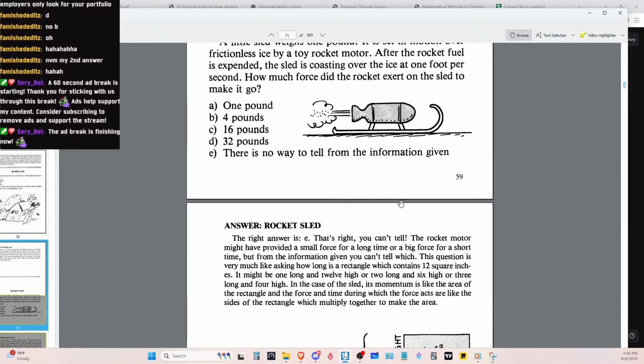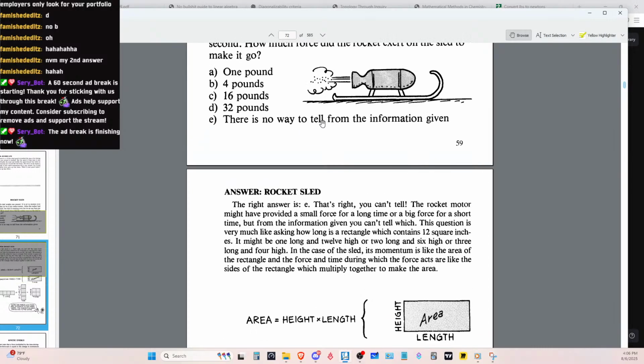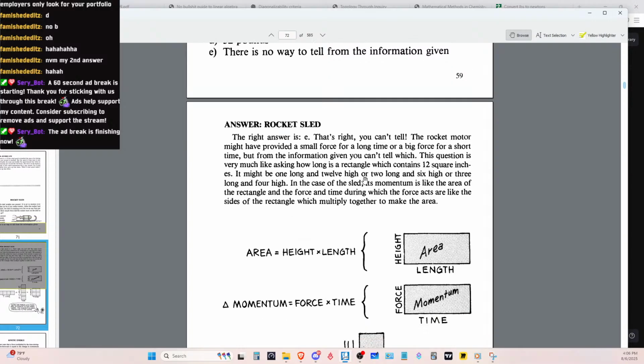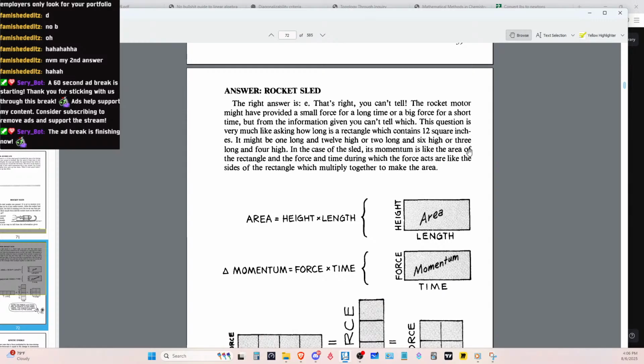Oh, the answer is E. Usually with this type of answer, I would think that it's just something that makes you think it's not the answer. Oh, okay. I guess I got tricked. Because usually when you see this, I always think that it's not an answer, because they want you to solve it anyway. Okay, so why is it E? You can't tell. The rocket motor might provide a small force for a short amount of time, or a big force for a short amount of time, but the information given to you can't tell.